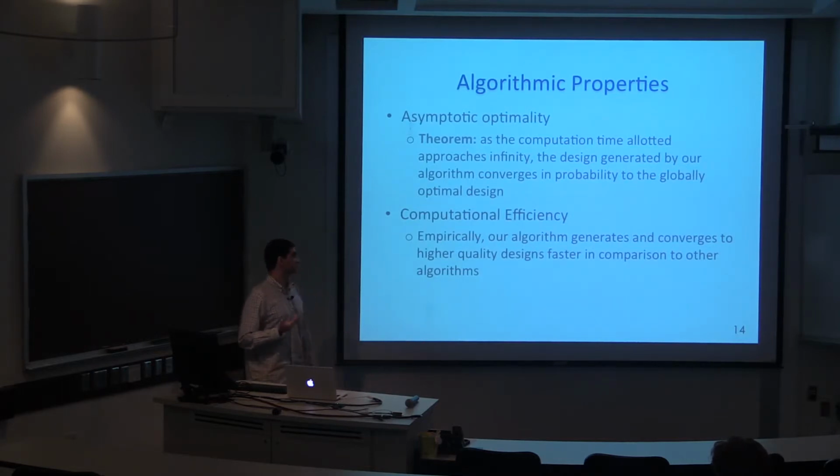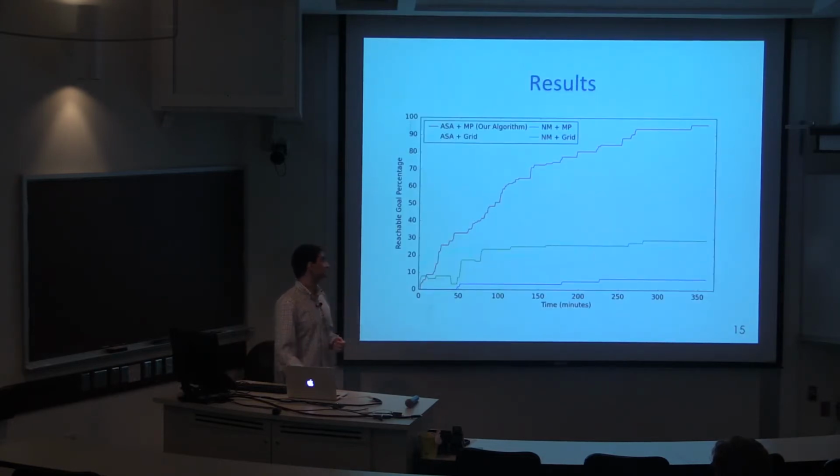And empirically, we also show through experiments that our algorithm generates and converges to higher quality designs in comparison to current state-of-the-art algorithms. So I mentioned the lung scenario before, and we used our algorithm and compared it with other algorithms to see whether our algorithm really generates better designs in a shorter amount of time. And here are the results. In red, you can see our algorithm, and in cyan, green, and blue, respectively, are other algorithms.